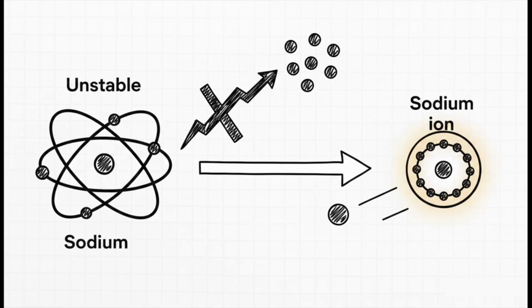So, sodium has a choice. It could try to find and grab 7 more electrons to fill that outer shell, which is a ton of work. Or it could just get rid of that 1 lonely electron. Yeah, it's way easier to just give away that 1 electron. And when it does, its new outer shell, that second one, is perfectly full.